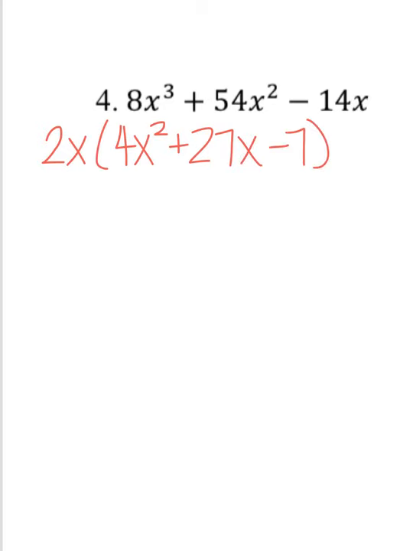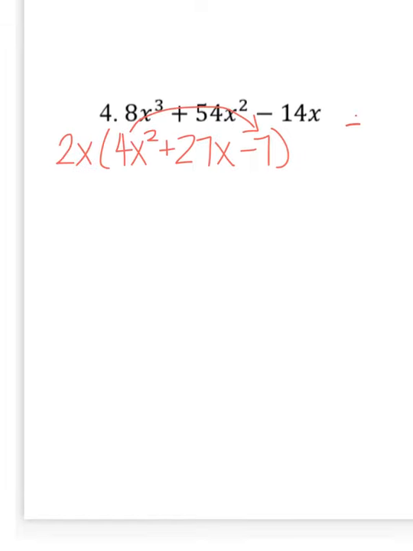So I multiply the first term by the last term. That gives me negative 28x squared. So I have to find two numbers that multiply to be negative 28x squared, but add to be a positive 27x. Those two numbers would be a positive 28x and a negative 1x, which you don't have to put the 1 if you don't want to. So now I'm going to replace this middle term with those two terms.